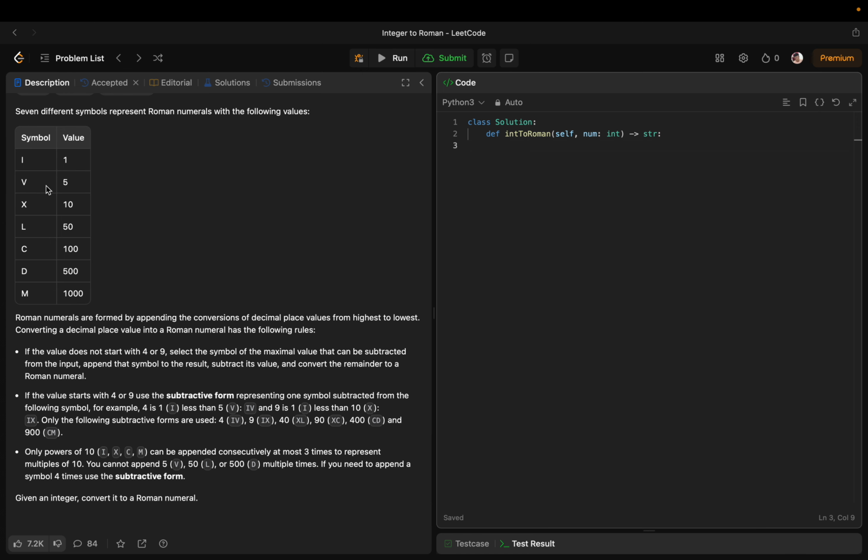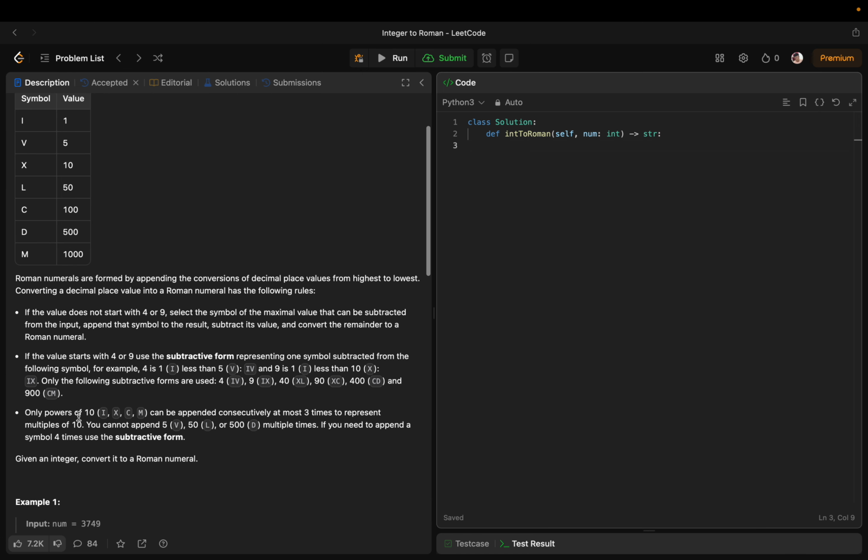The third rule tells that only powers of 10 can be appended consecutively at most 3 times to represent multiples of 10. You cannot append 5, 50, 500 multiple times. If you need to append a symbol 4 times, use a subtractive form. So if there is a 30, I write XXX, right? But we can't write 40 as XXXX, because 40 would be XL. So this is what the rules tell: there can be only 3 consecutive powers of 10.